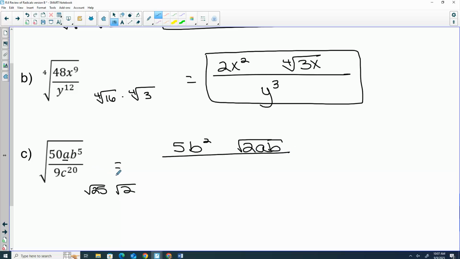On the bottom, the square root of 9 is 3. If I have 20 c's, how many groups of 2 can we make? 10. And since we divided them into groups already, there are none left over, that radical is gone.